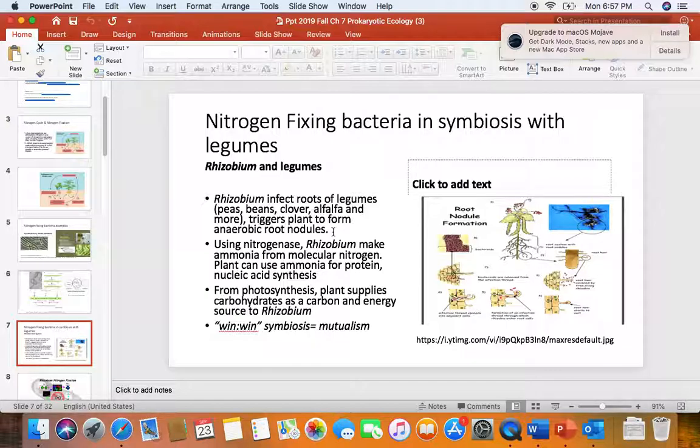But then we might say, well, how is the plant helping the Rhizobium? Well, the plant, of course, up above the ground, is carrying out oxygenic photosynthesis. It's making organic molecules like glucose from inorganic carbon dioxide and water. So the plant can feed sugars to Rhizobium, and that's really important because nitrogen fixation takes a lot of energy. And so the Rhizobium is going to need lots of sugar to make the ATP to drive nitrogen fixation. So this symbiosis is win-win, and a win-win symbiosis we call mutualism.